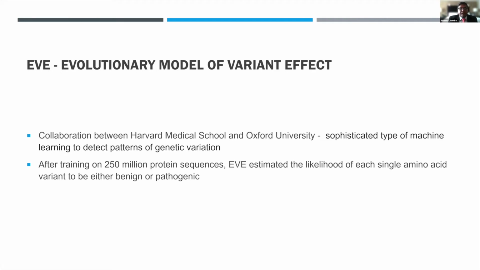EVE, or Evolutionary Model for Variant Effect, is another collaboration between Harvard Medical School and Oxford University. The training data set was about 250 million protein sequences. And based on the learning from that large data set, EVE can now predict the likelihood of each single amino acid variant to be either benign or pathogenic. So it helps in detecting genetic variations and genetic diseases very successfully.